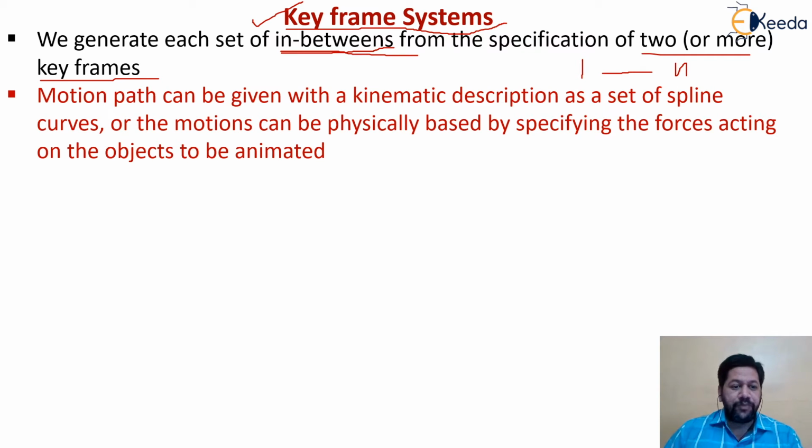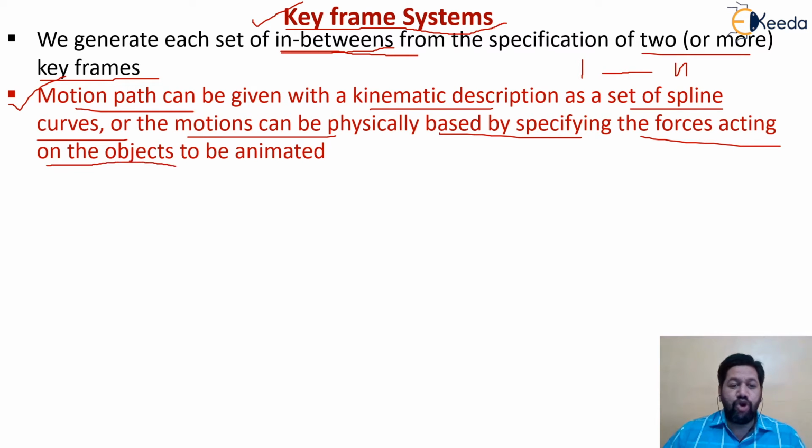Now we go into the detail. A motion path can be given with kinematic description as a set of spline curves. As we have learned all these types of curves, a set of spline curves, or motions can be physically based, by specifying the forces acting on the object to be animated. For example, suppose I throw a ball on the floor. The ball may bounce n number of times, it may bounce 1, 2, 3, 4 times.